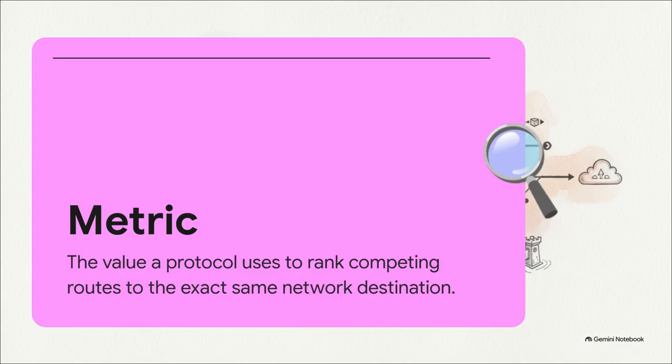Then we have the metric. Look, if a router has 2 totally different paths to get to the exact same destination, how does it choose? Well, think of the metric as your car's GPS algorithm trying to decide if you want the fastest route, the shortest route, or maybe the route that avoids tolls. RIP simply counts the number of routers in the way, the hops. OSPF looks at link cost based on bandwidth. EIGRP uses a hybrid of bandwidth and delay, and BGP looks at complex business policies.